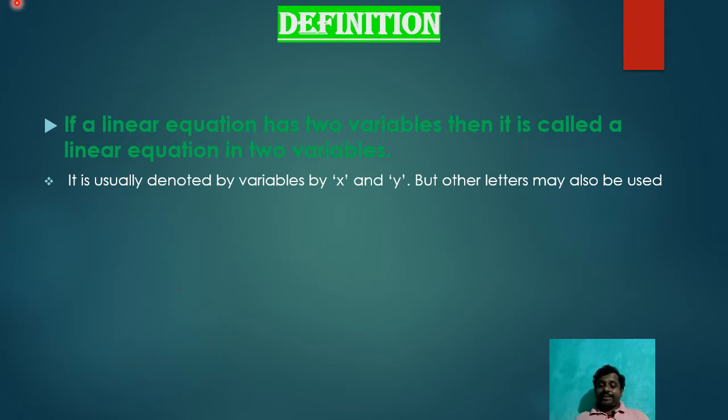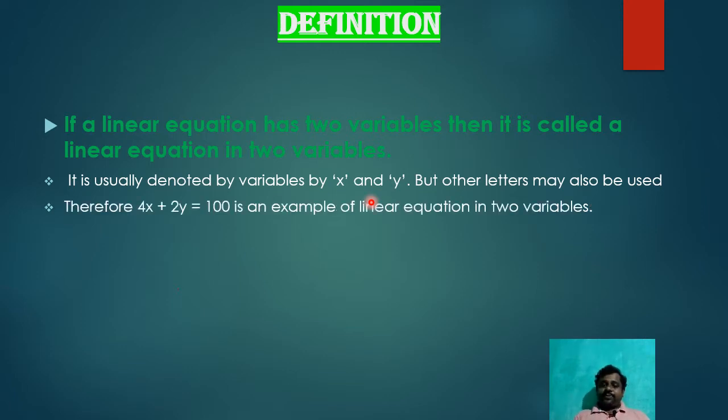a, b, c, d and so on, x, y, z as representation. Here we clearly write it is usually denoted by variables x and y. But we can use any English alphabet, usually small letters, instead of variables.